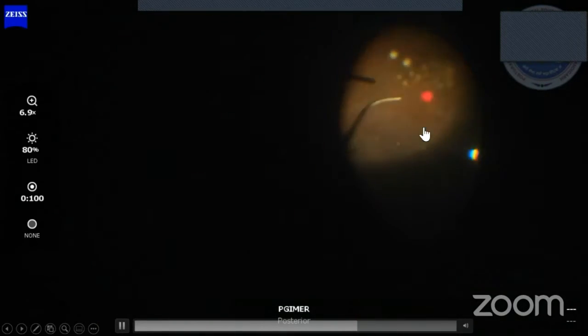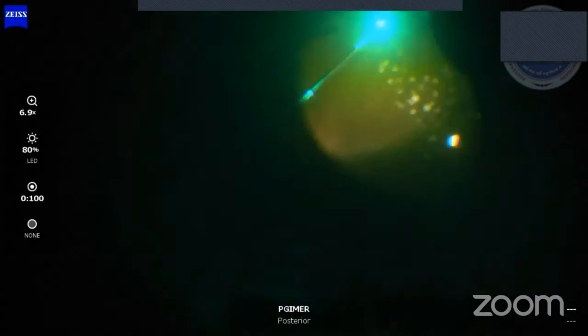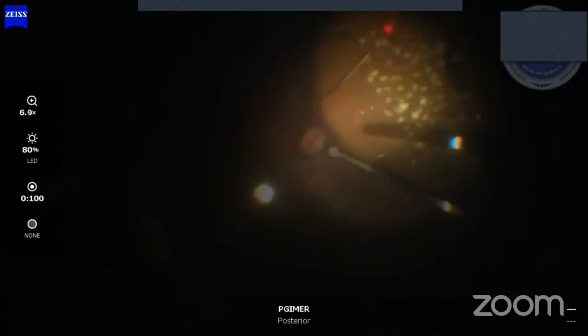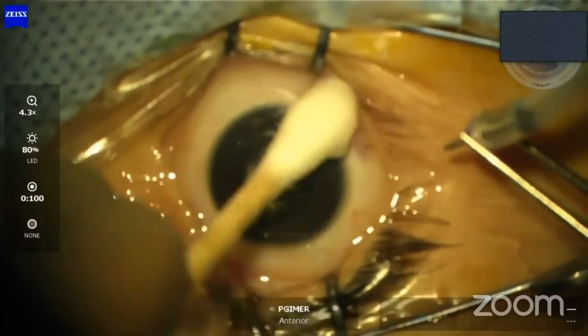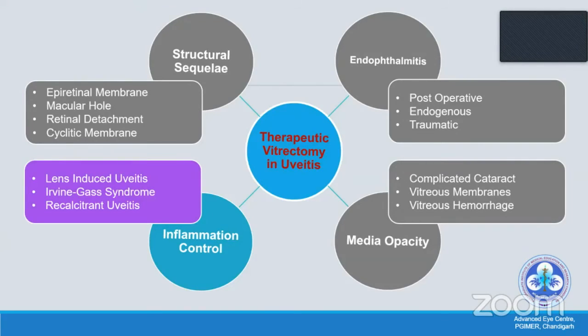Prophylactic scatter laser was done in that area to prevent any further NVE forming and any further vitreous hemorrhage. A partial fluid-air exchange, and since we were using 27 gauge, we could leave this sutureless, and this is another great advantage of microincision vitreous surgery. Post-operatively, both eyes had a clear media at least, and CMV titers were positive for this patient.